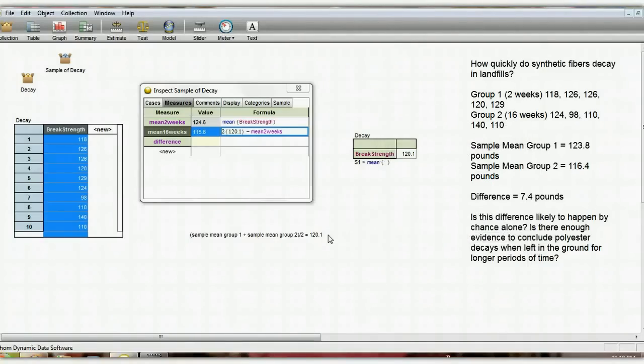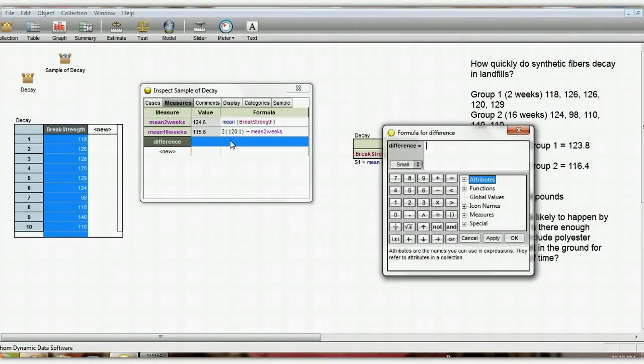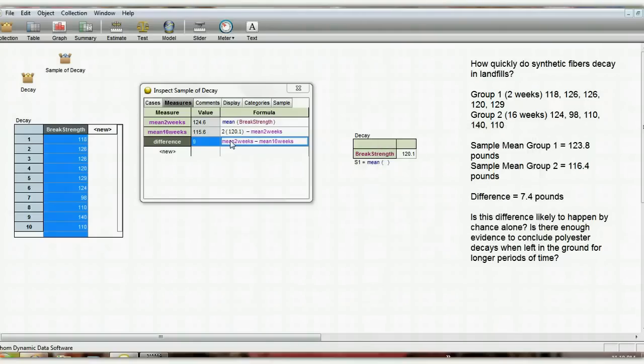Okay, and we could do a quick check here. We could see if we average 124.6 and 115.6, do we get 120.1? And we do. So that looks good. All right, and then the difference here is a difference between these two sample means. So we have mean 2 weeks minus mean at 16 weeks. All right, so there that difference is 9, and I can see there that the difference is 9.